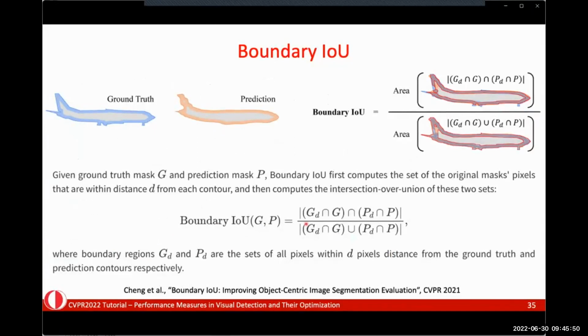Given ground truth mask G and the prediction mask P, boundary intersection over union first computes the set of the original mask's pixels that are within distance d from each contour, and then computes the intersection over union of these two sets. So you basically compute these blue region and orange region, which are within distance d from each contour, and then we apply intersection over union on these blue and orange regions.